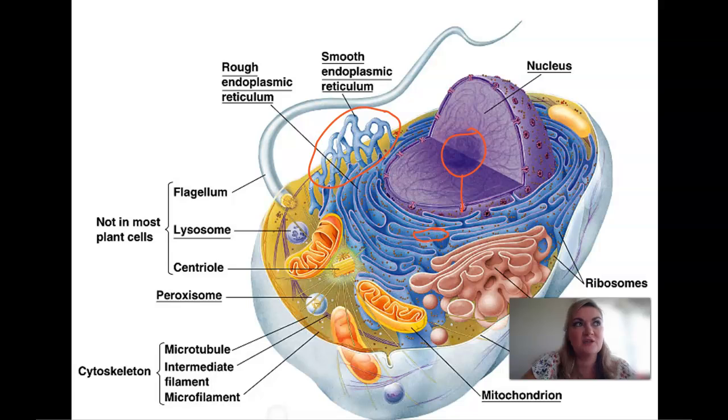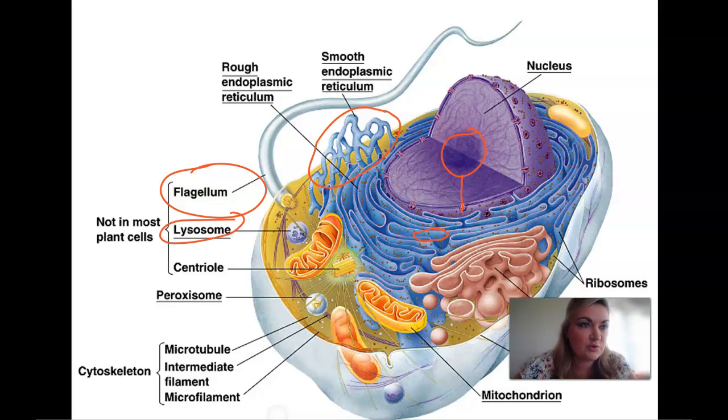If you've built up a tolerance to these types of medicines, it could be simply because you have built up a large number of smooth ER. So they're able to take these substances apart very quickly, so it requires more in order to get the same outcome from those medications. Moving on over, you have the flagellum here. With the flagellum, that is only going to be found on male reproductive cells, which are going to be the sperm in animals.